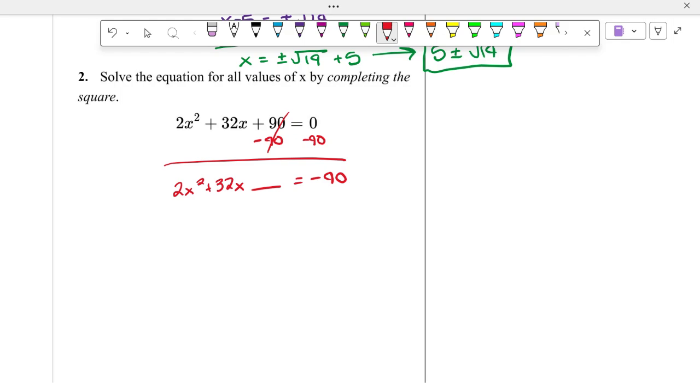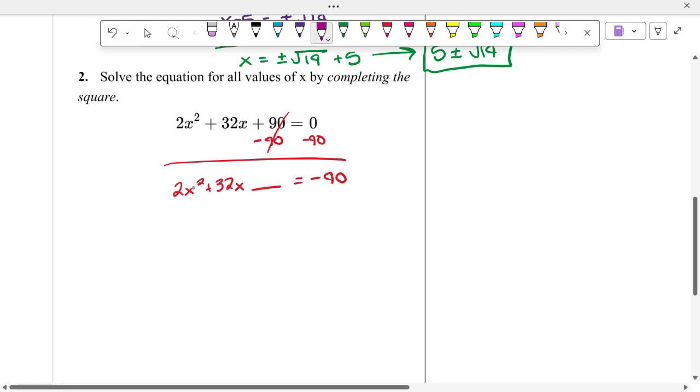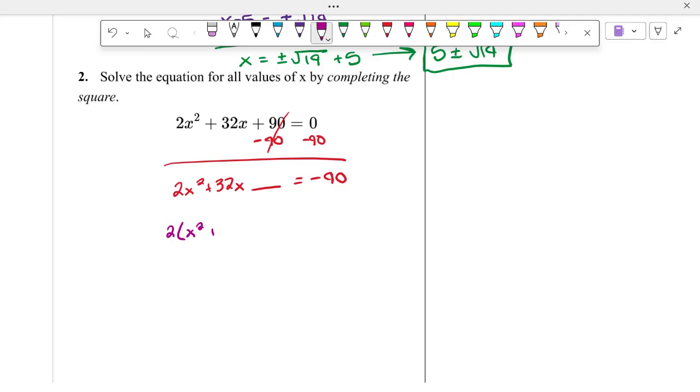Now, I need to get my A value as 1. So what do I need to do? Factor a 2 out. So I'm going to leave this as 2 times x squared plus 16x, leave a space, it's equal to negative 90. Then I do my b over 2 all squared. So that's 8 squared or 64. So I'm going to add 64 to this side. But what am I adding to the other side technically? 128. You got to multiply the 64 by 2.